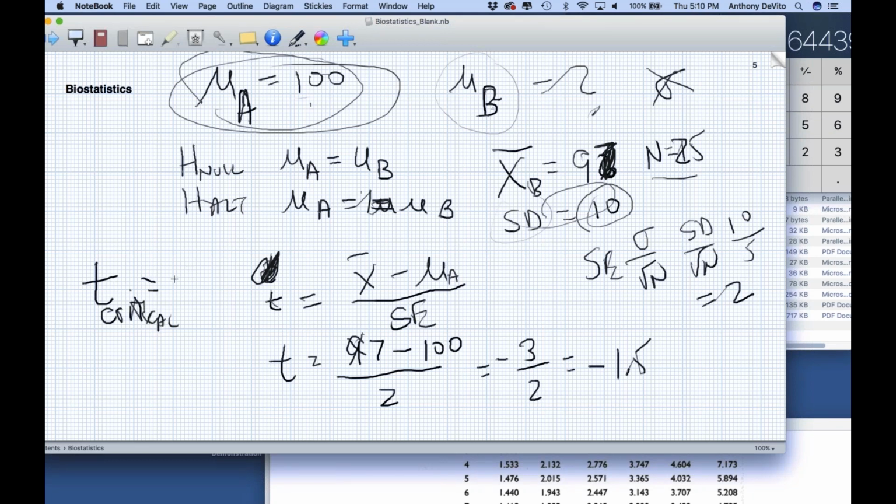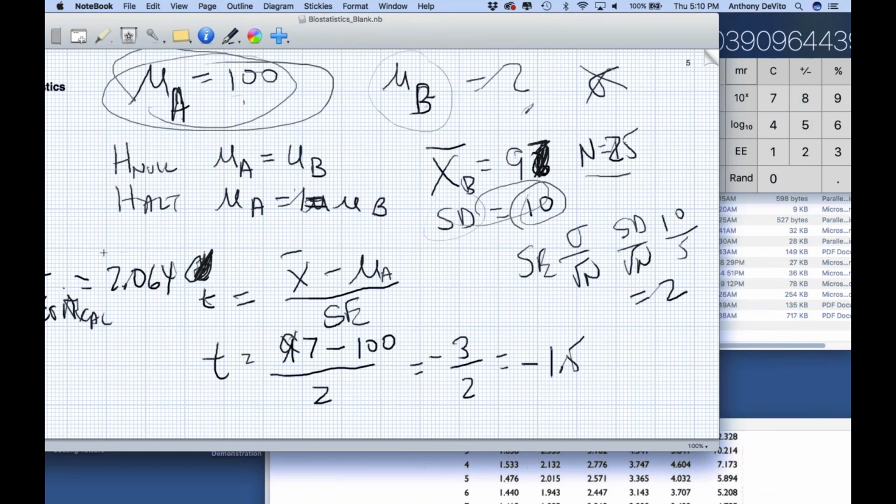That critical value has to be 2.064. So if they're not that far apart, I can't say with the level of certainty that I want that the two means are really different. So how far apart were they? They were only 1.5 standard errors apart, 1.5 t-scores apart. So what did I need to reject the null hypothesis? I needed that to be bigger than 2.064. So can I reject the null hypothesis? No, I can't. So all I can say is I fail to reject the null hypothesis. I don't have enough evidence to say that these two are different.